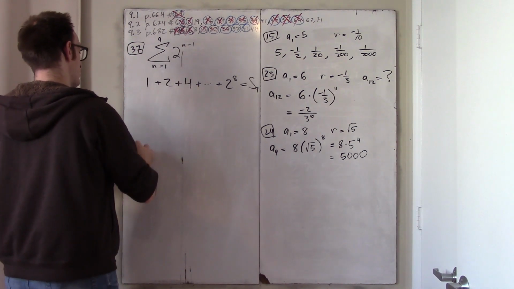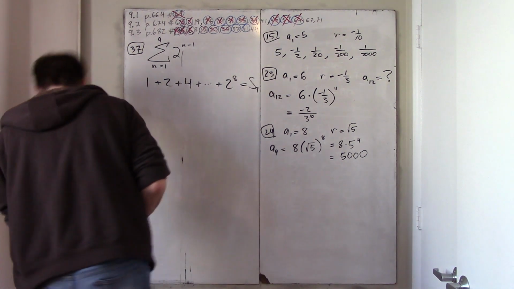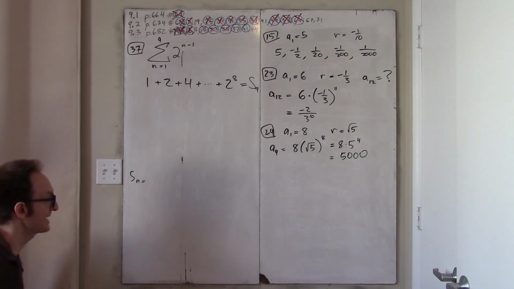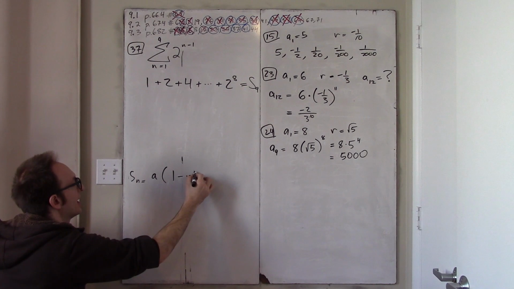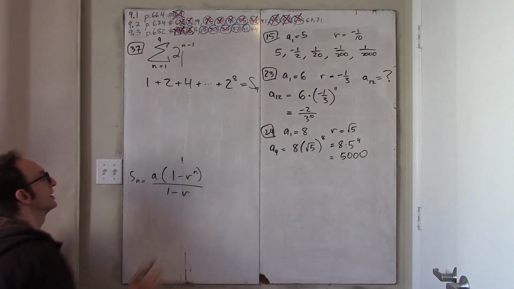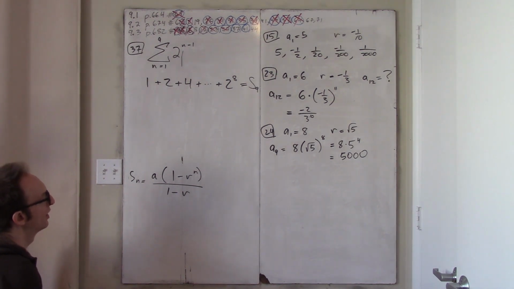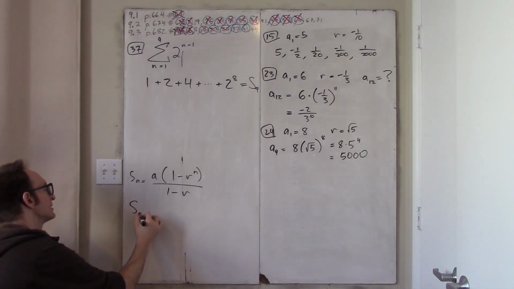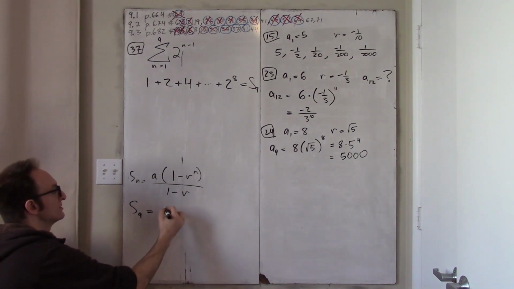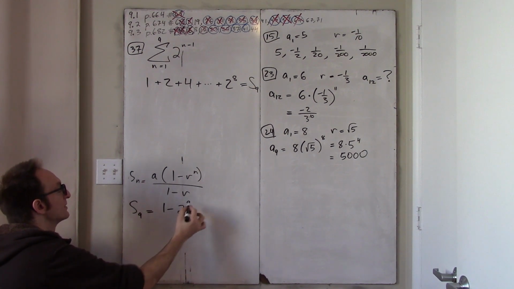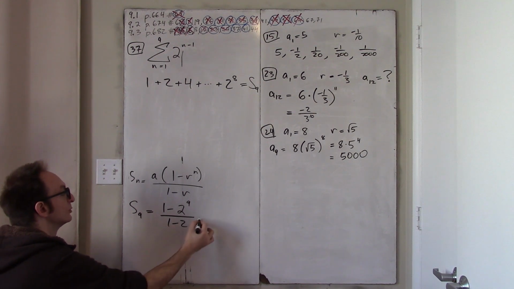What is the formula? I'll do it down here. What is the formula for the first n terms of a geometric sequence? Answer: it's A times 1 minus r to the n over 1 minus r. This is what we did in the video with the identical twin, magical cows, and everything. So here I want the sum of the first 9 terms. Here A is 1, and r is just 2. So this is going to be 1 minus 2 to the 9th over 1 minus 2.